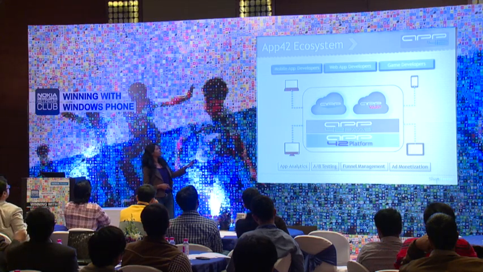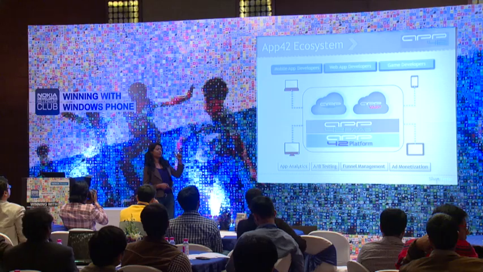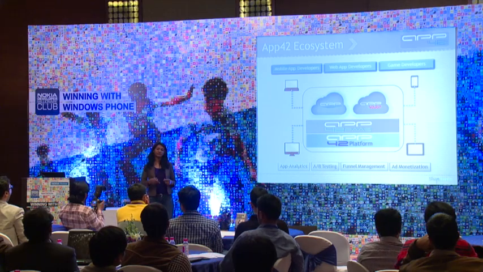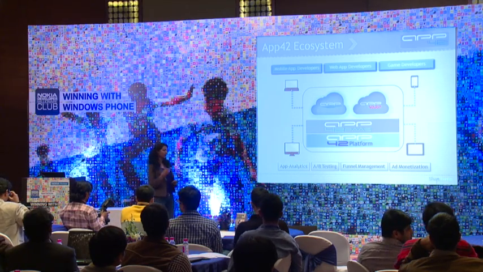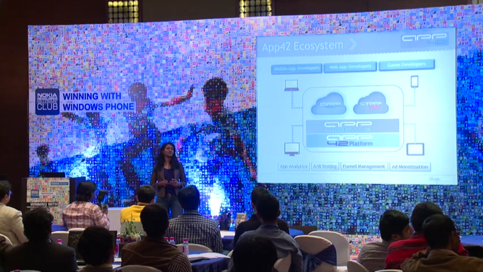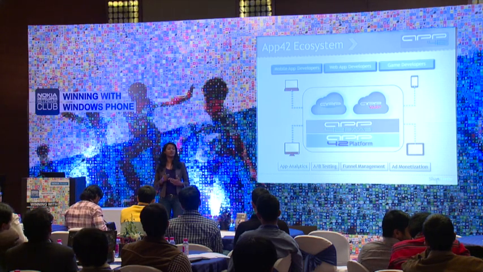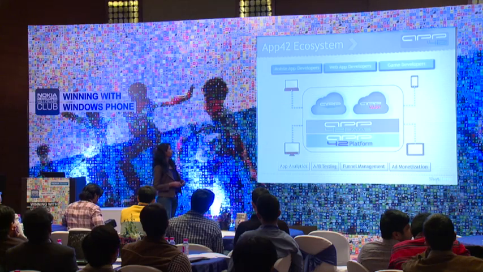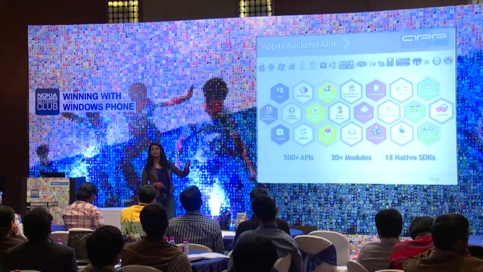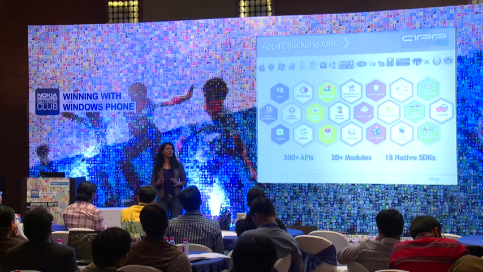What you're looking at over here is an ecosystem approach wherein we have our backend solutions, and we support mobile, we support web, as well as game development. Specifically from a Nokia point of view, we have ready-to-use server-side SDKs available for J2ME, S40 series, Asha series, and even Windows 8 series. The main flagship product that we have is called App42 Cloud APIs, which comprises of 500 plus cross-platform APIs.